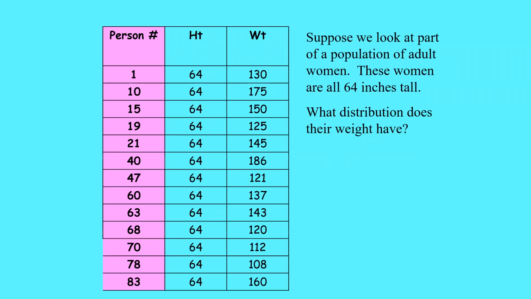Okay, suppose we look at a part of a population of adult women, and all of these women are 64 inches tall. Notice they have different weights. So what distribution does their weight have? Well, if we make a normal probability plot, it would look like this.